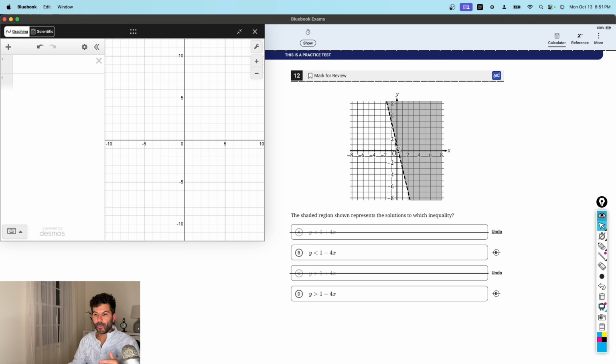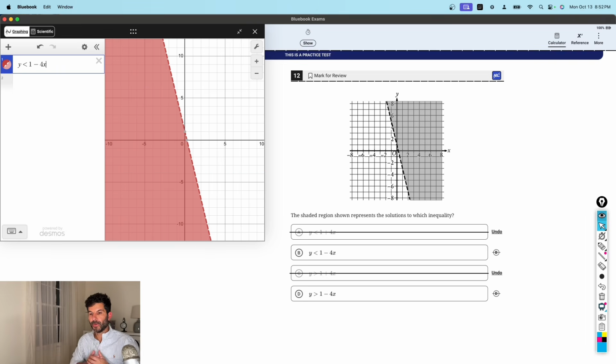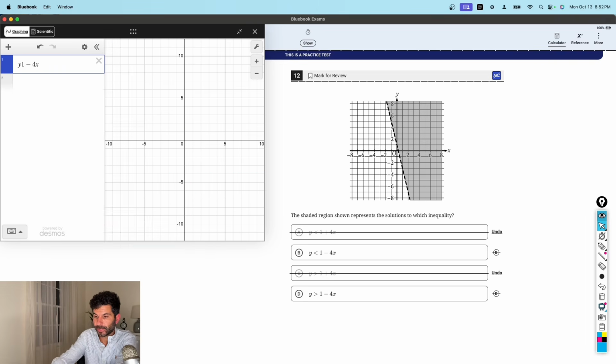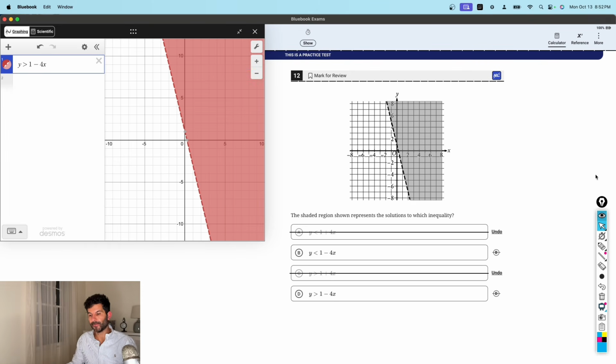Now, I have a y-intercept of 1, which isn't going to help me for B or D. So I think at this point, if I want to, I can just throw this into Desmos and see. So that's choice B. That does not look like what I have on the screen. So I'm going to go with that, and that confirms that my answer is indeed D.